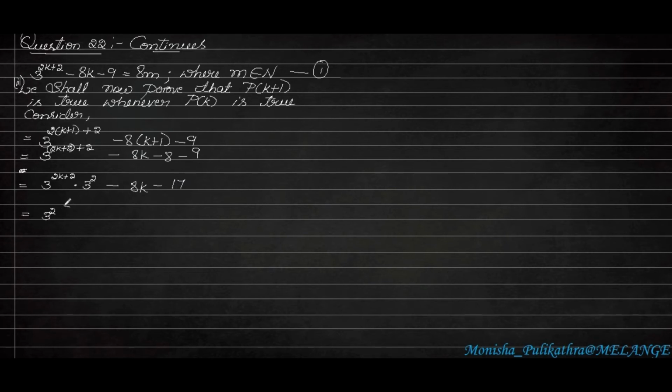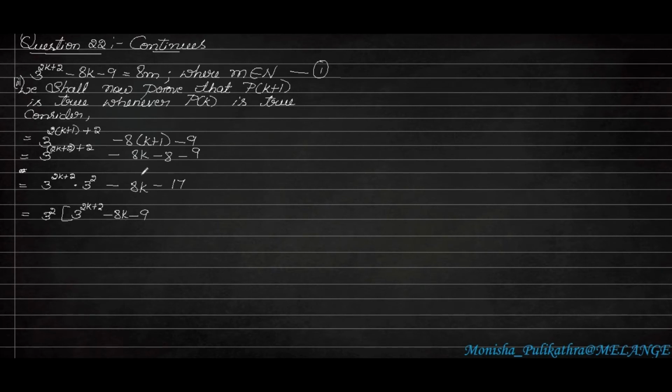Now in order to substitute this equation, that is equation 1, which is 3 to the power of 2k plus 2 minus 8k minus 9, if minus 8k minus 9 comes here after this 3 to the power of 2k plus 2, we can substitute 8m in the place of this expression. Okay. So here first I will write 3 to the power of 2k plus 2 and I will include these terms here, that is minus 8k and minus 9. Don't take this minus 8k. We have to newly substitute another minus 8k here.